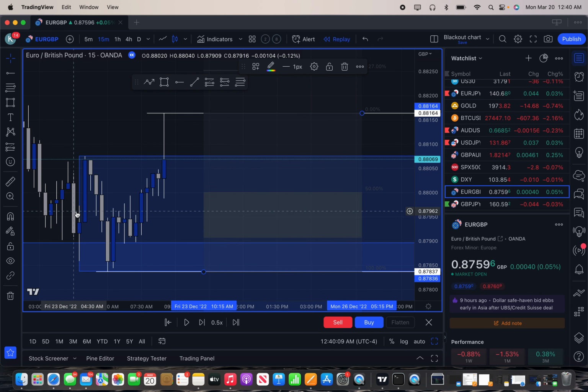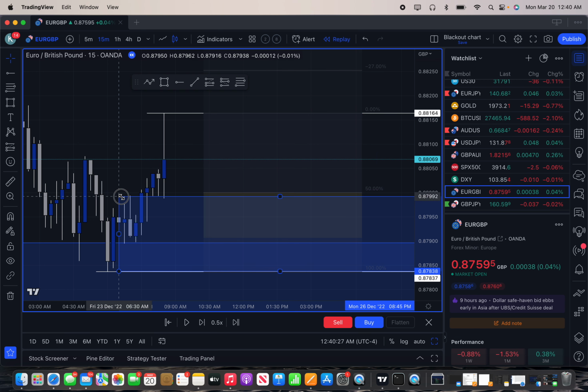So the middle would be right at 87950, 87957. But I actually like the last candle a lot better. So you could pick between the two. Either you could split it in half or you could do the last candle. I'm picking to do the last candle in this case.